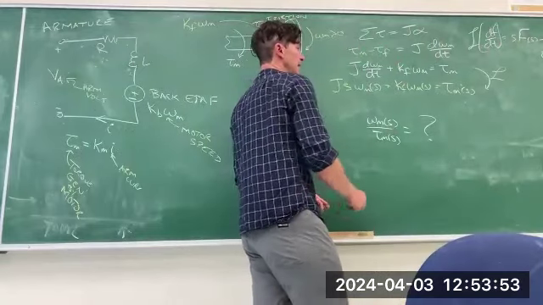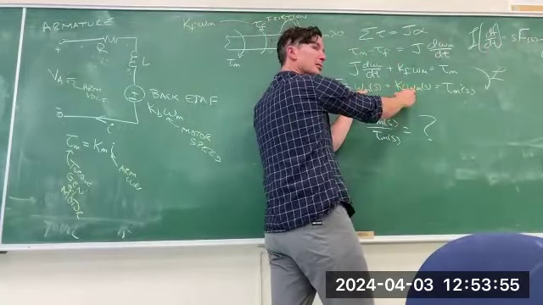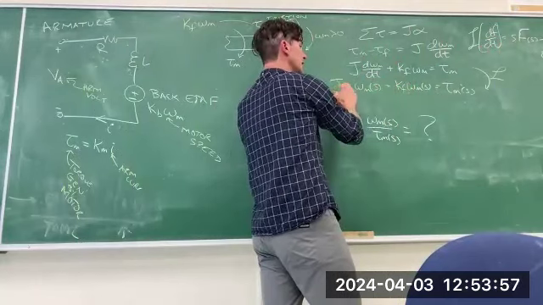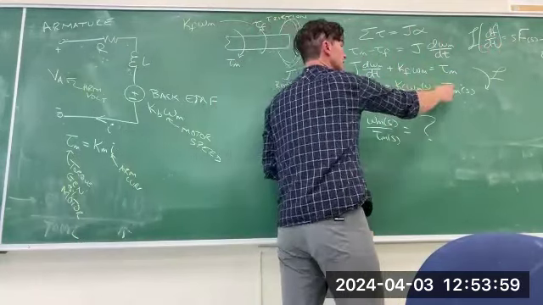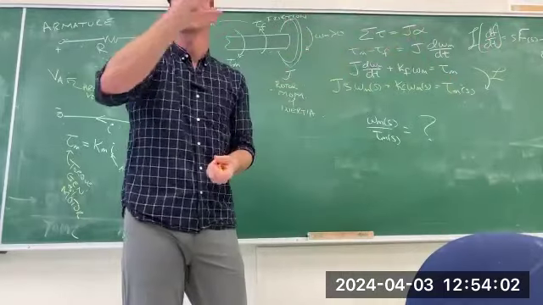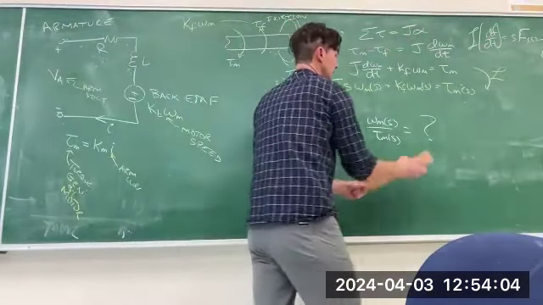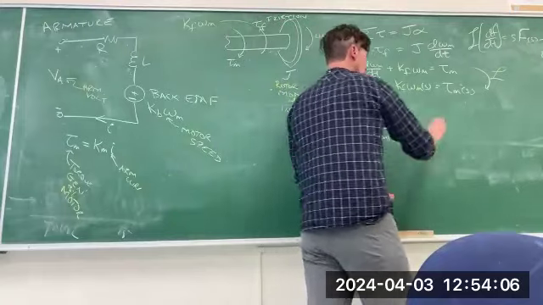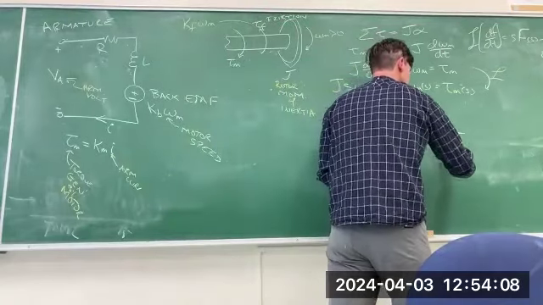So at this point, I can pull the omega m out of both of these terms. I get J s plus Kf. I can divide through by tau m. I can divide through by J s plus Kf. Get 1 over J s plus Kf.